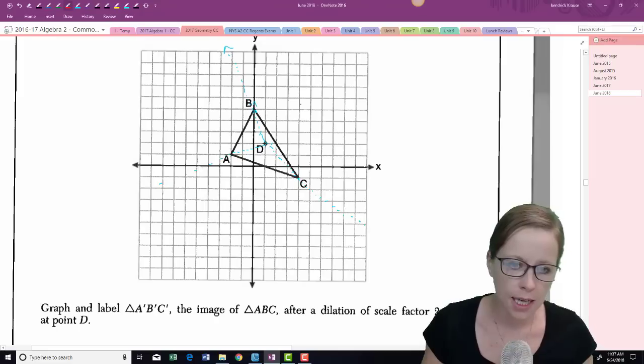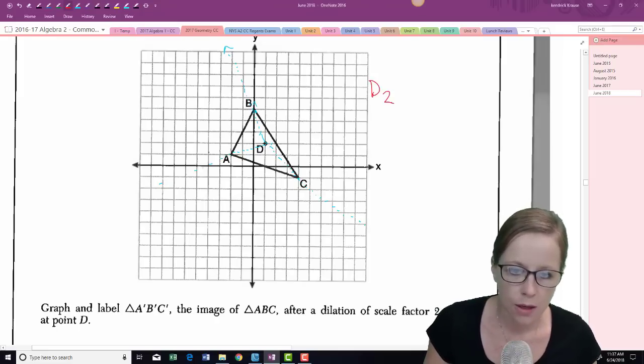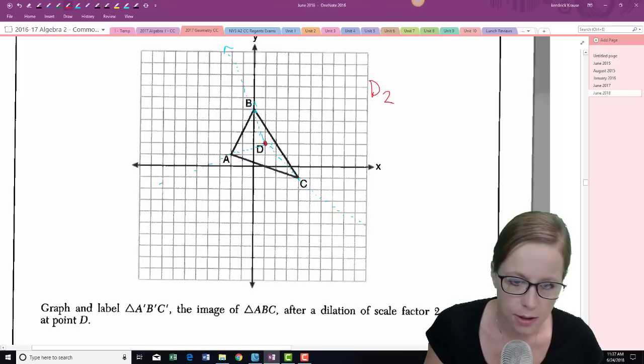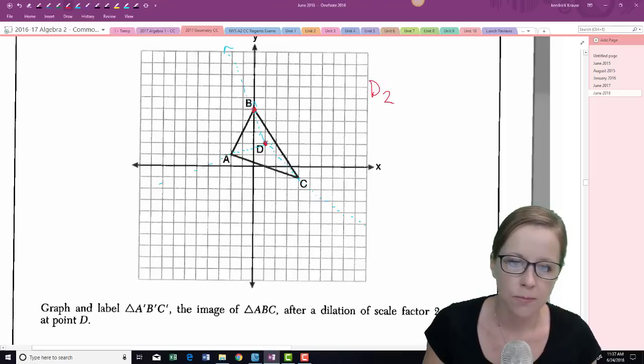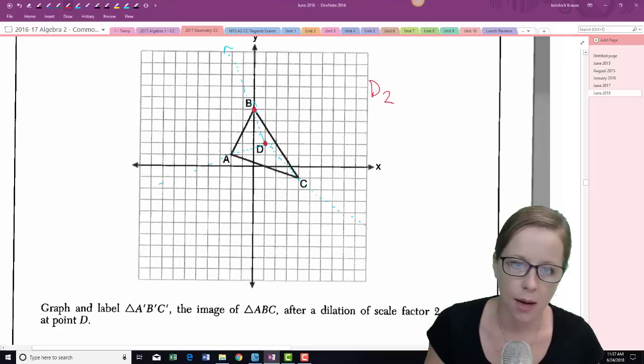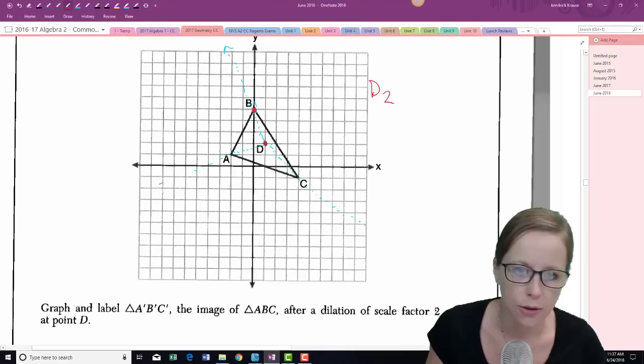So we're going to dilate it by a scale factor of 2, centered at D. From D to B, you go up 3, over 1. So after a dilation, that should happen 2 times. So I should be going up 3 over 1, up 3 over 1 again. So B prime will be here.